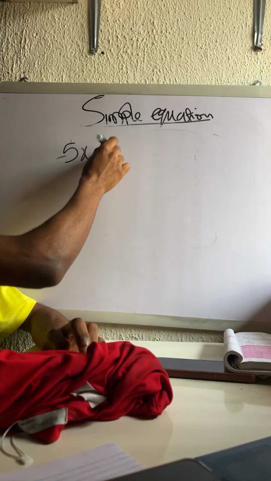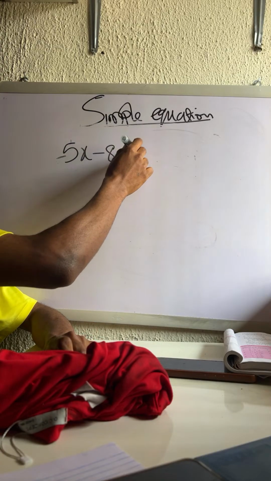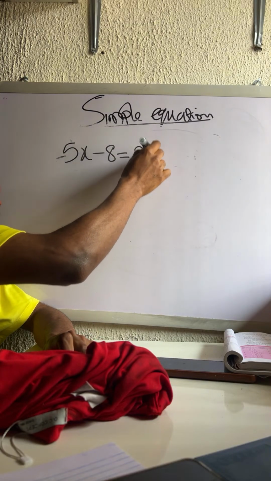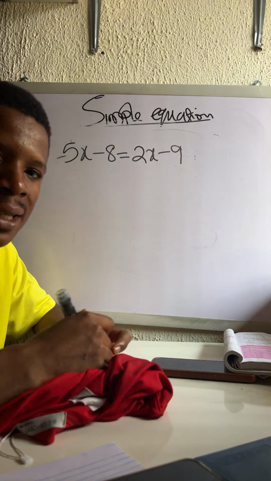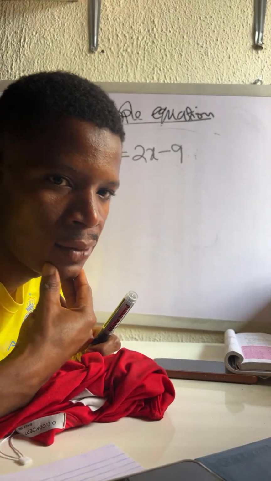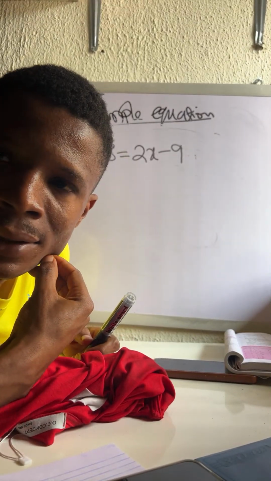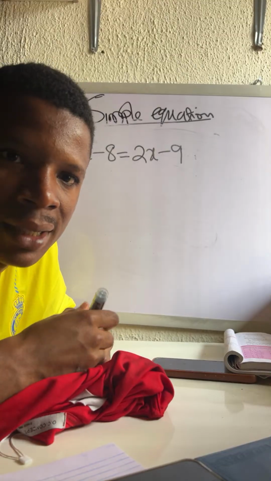5x minus 8 is equal to 2x minus 9. Here, let's try to find the value of x. We'll try to find the value of x.